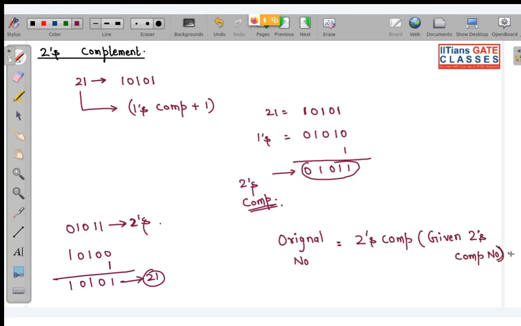Is this clear? Tell me. Any doubts, anyone?